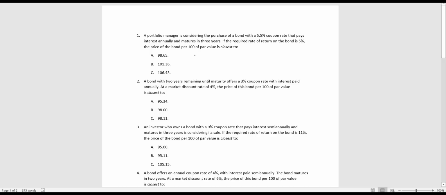FIN 1003, we're just going to do a couple of quick practice questions with regards to bonds. That's week 4 from chapter 4, the chapter on interest rates. Okay, so we'll look at this first one.